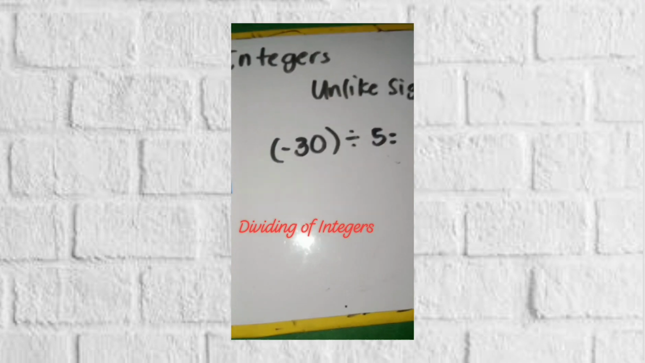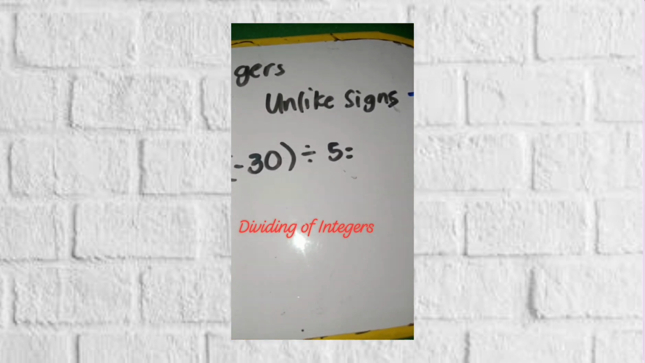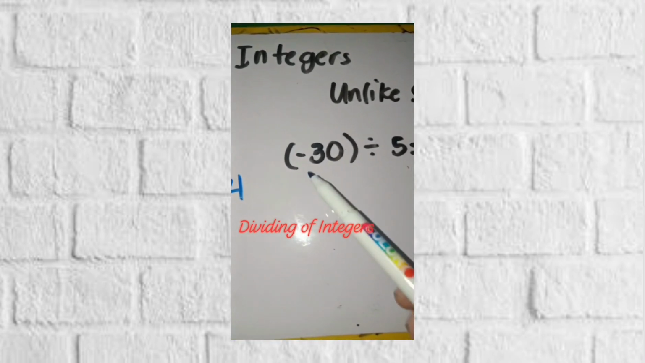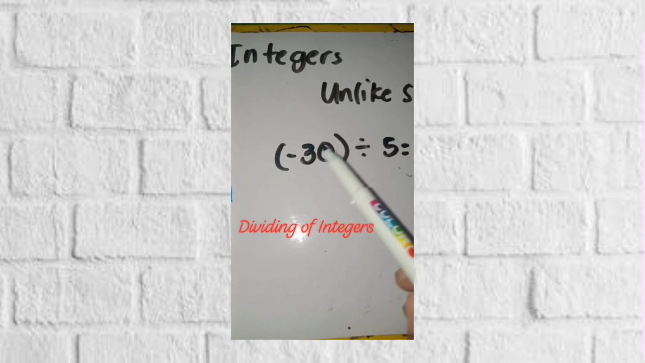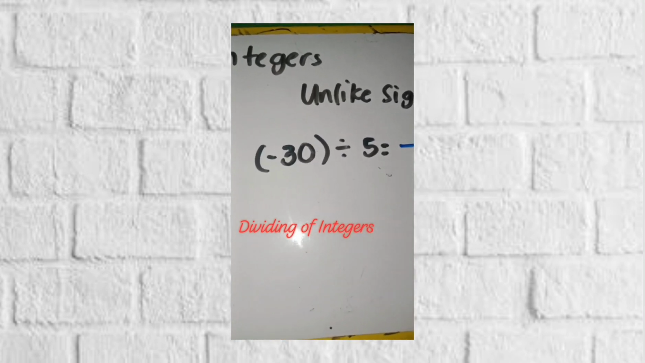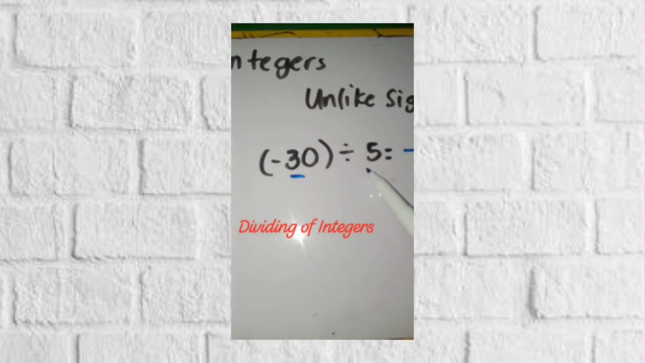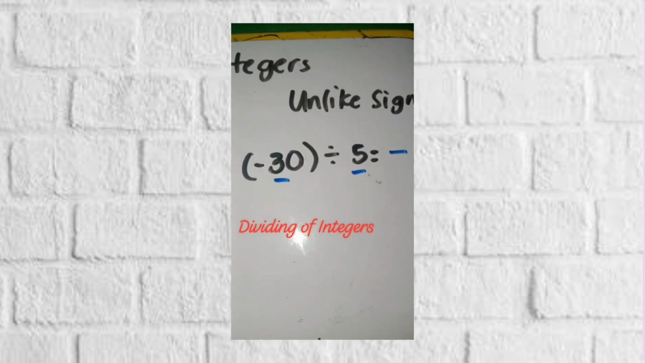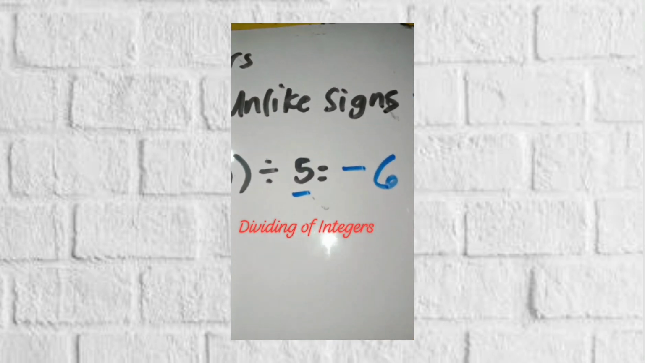When dividing integers with unlike signs, affix the negative sign. So, for example, negative 30 divided by 5. So, they have different signs, so use the negative sign and then find their absolute values. 30 divided by 5 is 6. So the answer is negative 6.